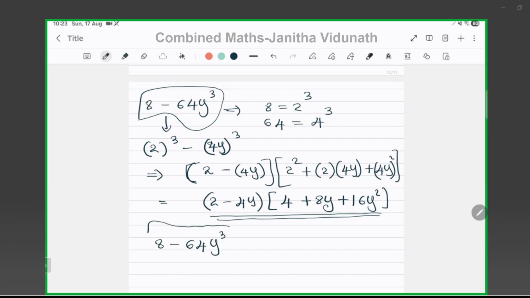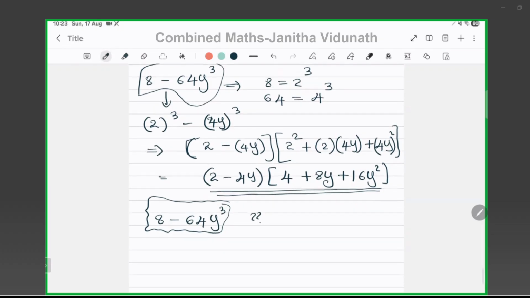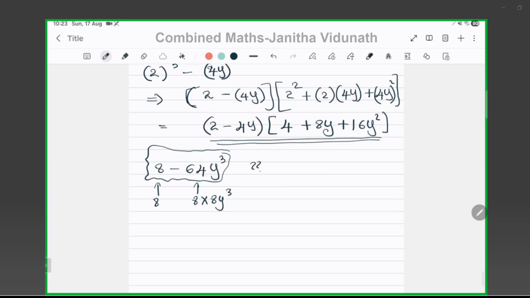We have our golden rule. Before factorizing any expression, we need to find out whether there is a common term for all the terms. Here, we can easily observe 8 is common for both terms. Then we can simply factor out 8 before doing any factorization techniques. Then we have 8 times (1 minus 8y cubed).